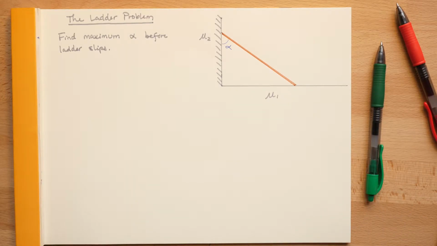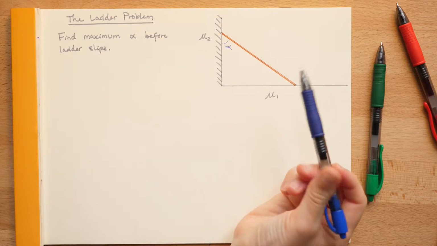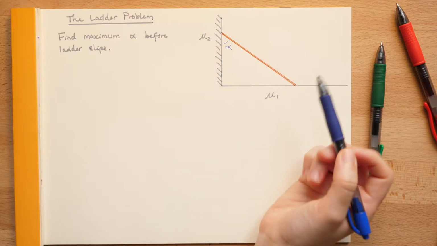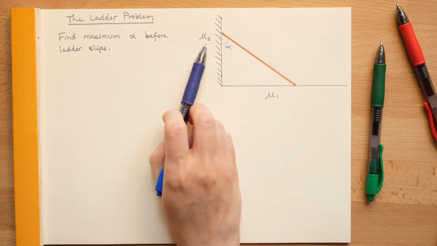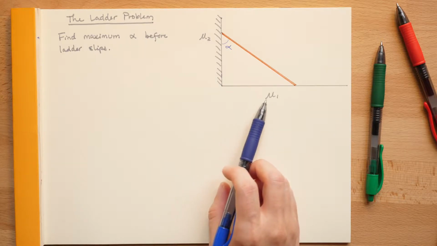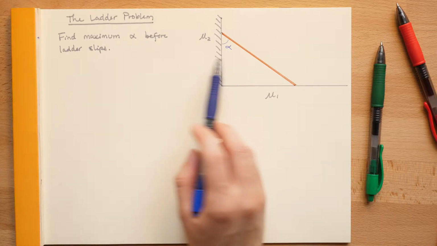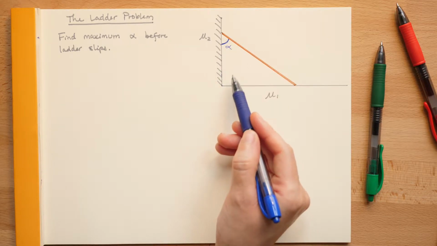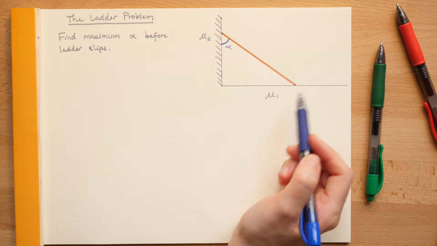Okay, let's take a look at the classic ladder problem. So you have a ladder leaning up against a wall. The wall has coefficient of static friction mu2, the floor has coefficient of static friction mu1, and we want to find the maximum angle at which we can lean this ladder and have it not slip and fall to the ground.